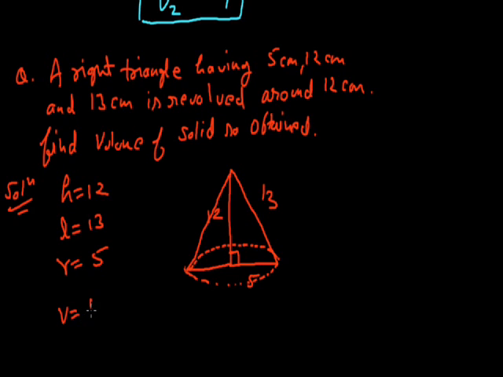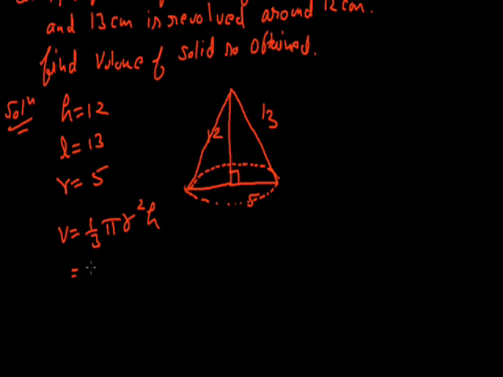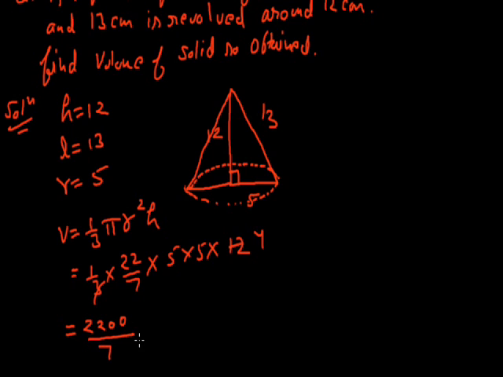So the volume is 1 by 3 pi r square h. Now putting the values, 1 by 3, in place of pi I put 22 upon 7, r square that is 5 into 5, and h is 12. So 3 and 12 get cancelled 4 times. So 5 into 5 that is 25, 25 into 4 that is 100, and 100 into 22 that is 2200 by 7. As all the units are in centimeter, so its volume is in centimeter cubic. So this is the volume of the object so obtained. Now we move to the next question.